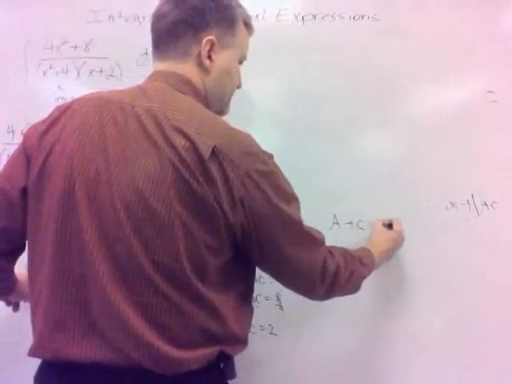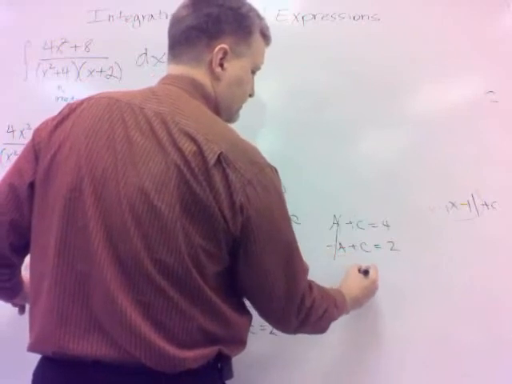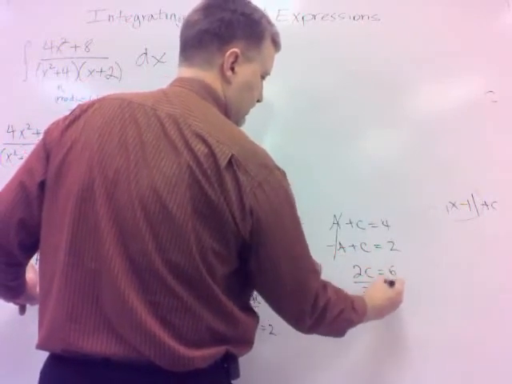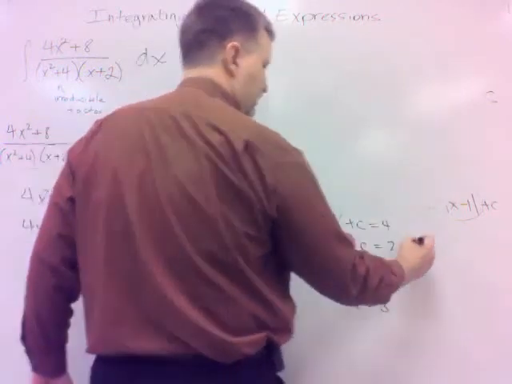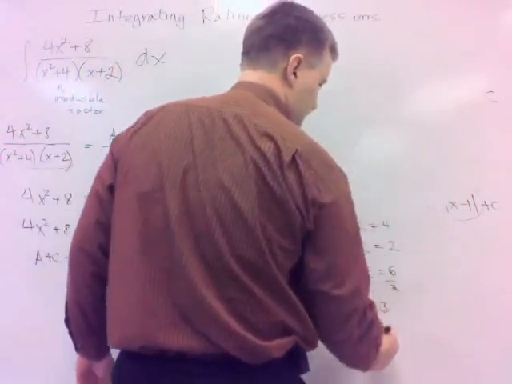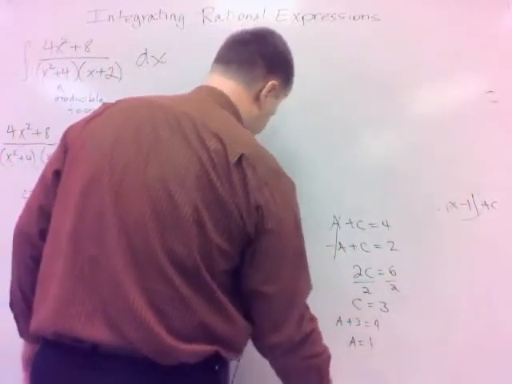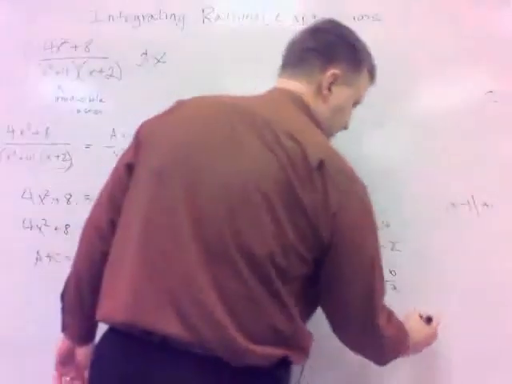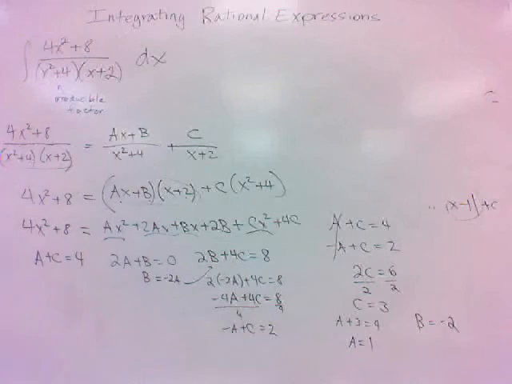I got A plus C equals 4, and I've got minus A plus C equals 2. The A's cancel. So I have 2C equals 6. That's C equals 3. So C equals 3, then A plus C equals 4. That's A is 1. Well, B is minus 2A, so B is negative 2. Sound about right? So far, so good. I don't think I've worked this one before, so it's going good so far.